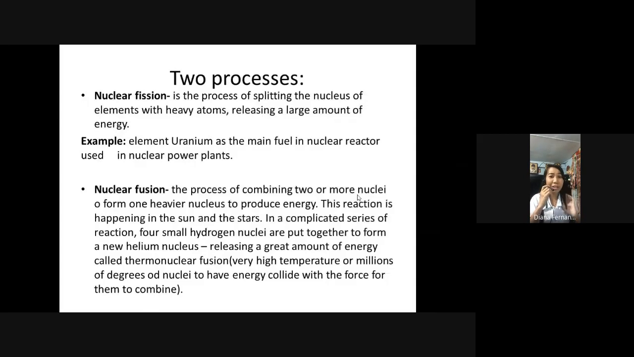Para magsumabog siya, kailangan niya ng dalawang processes. Nuclear fusion is the process of combining two or more nuclei in a form of molecules and produce energy. So, ang nuclear fission naman, ito yung mga sa stars, ano? Pag nagkakaroon ng collision, yung stars. It is a process of splitting of the nucleus of elements with heavy atoms releasing a large amount of energy. Example is the element uranium.